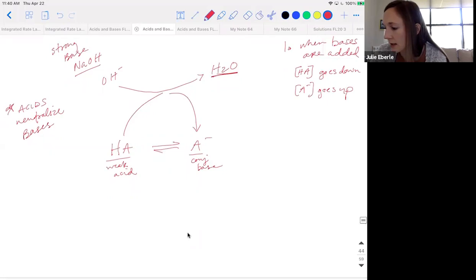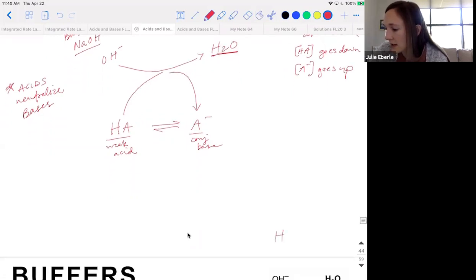All right, let's look at strong acids. If we add an acid such as HCl, HCl is going to generate H plus, right? It's going to dissociate and make H plus in solution. And this could lower pH. The more H plus we have, the lower pH goes.